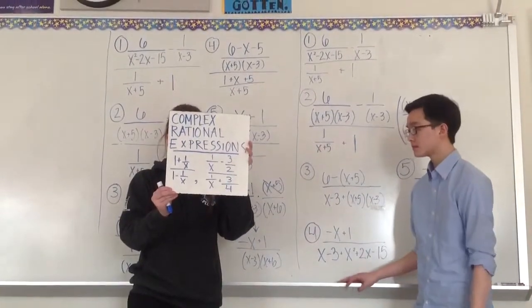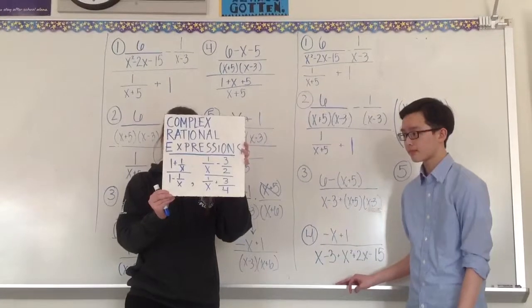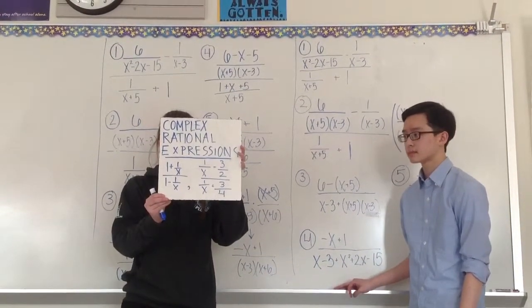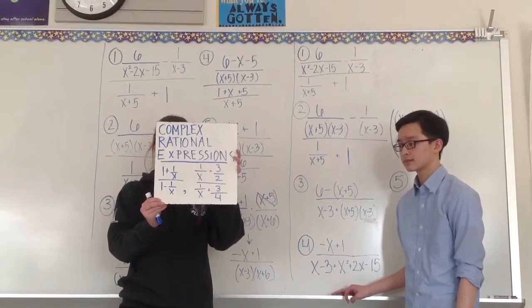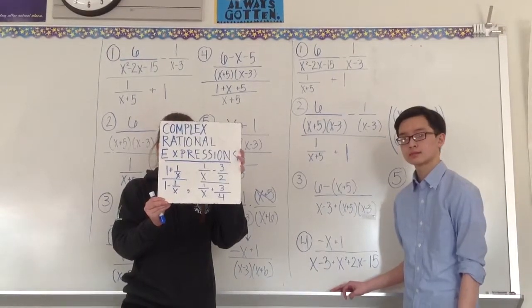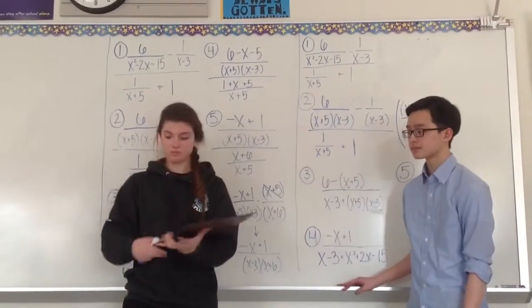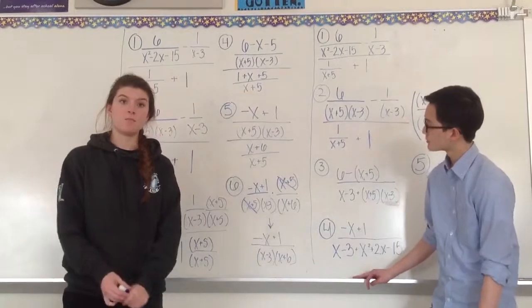For example, 1 plus 1 over x all over 1 minus 1 over x, or 1 over x minus 3 over 2 all over 1 over x plus 3 over 4. Now, Abby, care to explain how you got your answer?